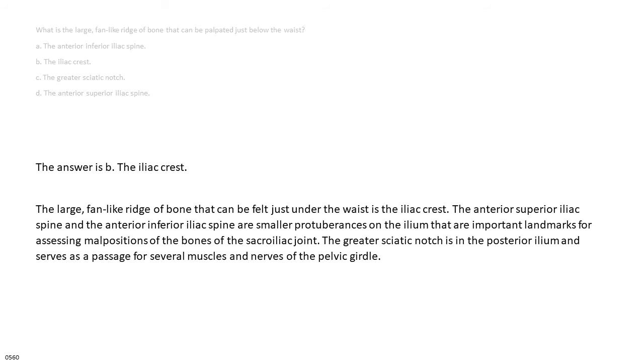The answer is B. The iliac crest. The large, fan-like ridge of bone that can be felt just under the waist is the iliac crest. The anterior superior iliac spine and the anterior inferior iliac spine are smaller protuberances on the ilium that are important landmarks for assessing malpositions of the bones of the sacroiliac joint.